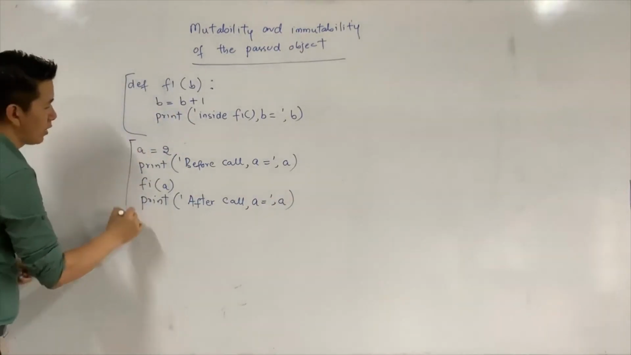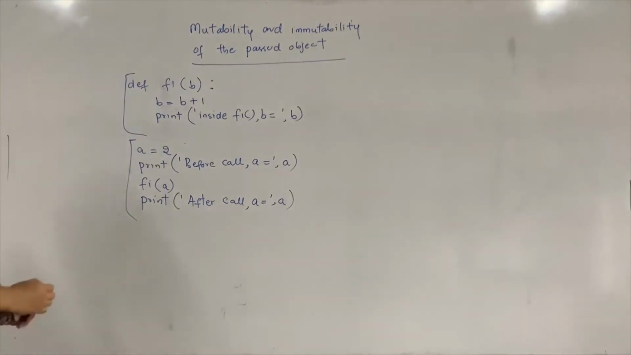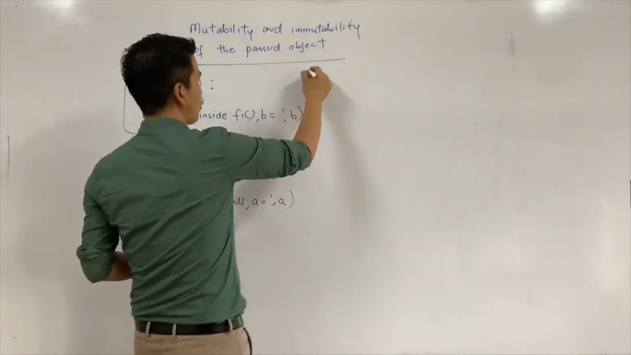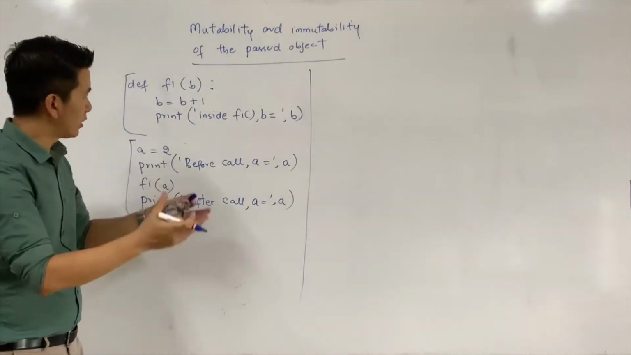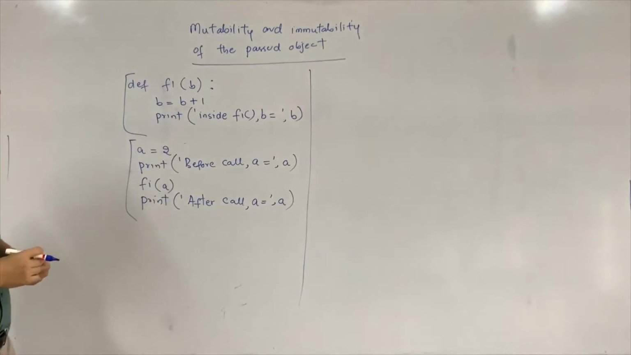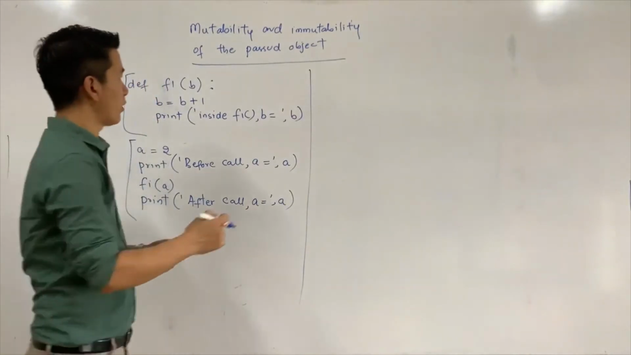So this is the main part of the program, right? So let's try to figure out how the local or the global environments are actually created. At the same time, we'll try to refer to the data space, right?